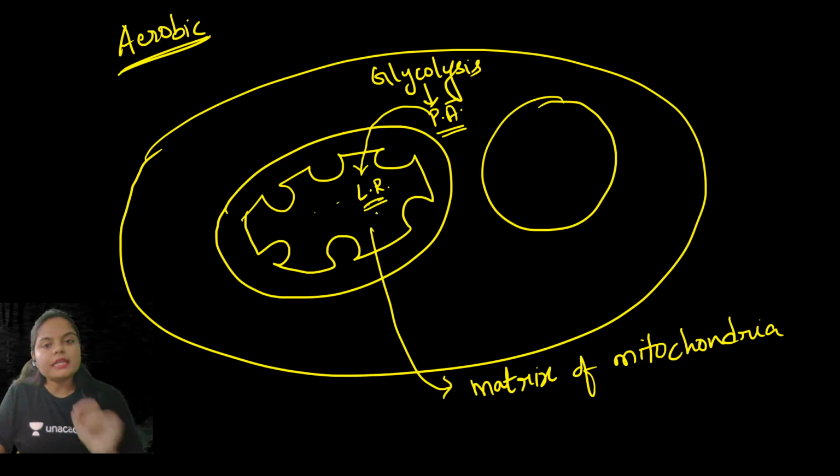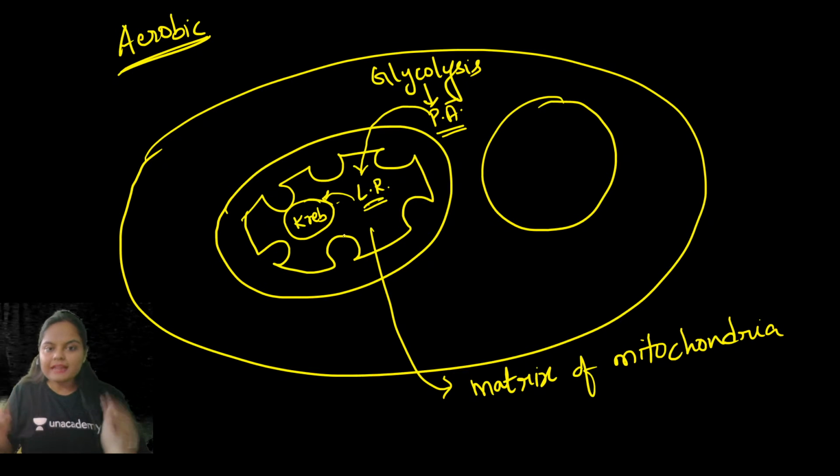Okay, and through the link reaction, acetyl coenzyme A will be formed. That acetyl coenzyme A, which is formed with the help of the link reaction, will be participating in the Krebs cycle, which is also taking place in the mitochondrial matrix. So that means in today's class we are going to focus on the reactions which are taking place in the mitochondrial matrix, the link reaction and the Krebs cycle.